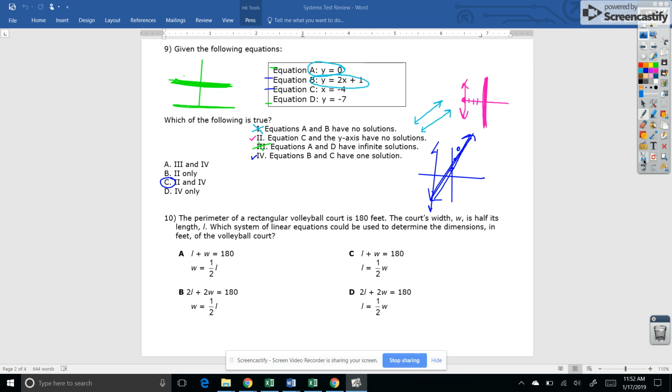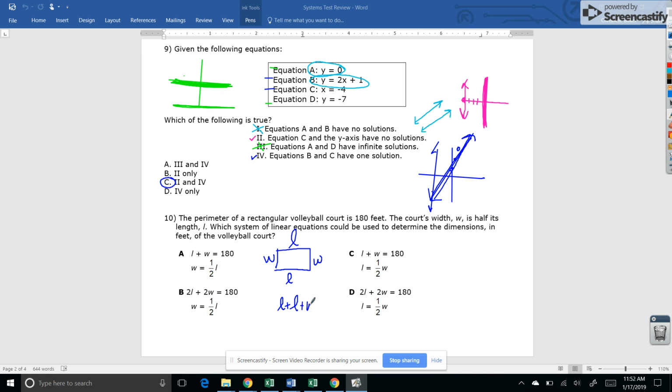The perimeter of a rectangular volleyball court is 180 feet. Okay, so we have a rectangle. Rectangles have length and width. Perimeter means add them all up. So I have L plus L plus W plus W. That's perimeter. Now I know my perimeter is 180. So if I combine like terms, this becomes 2L plus 2W. So it can't be that one. Can't be that one.